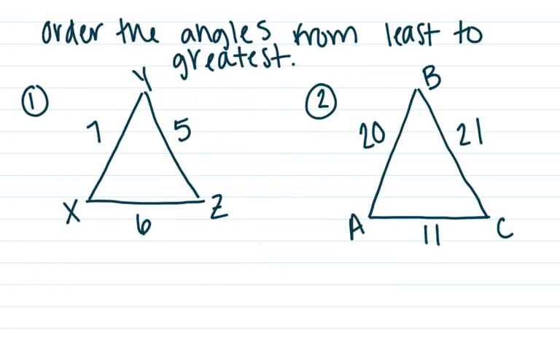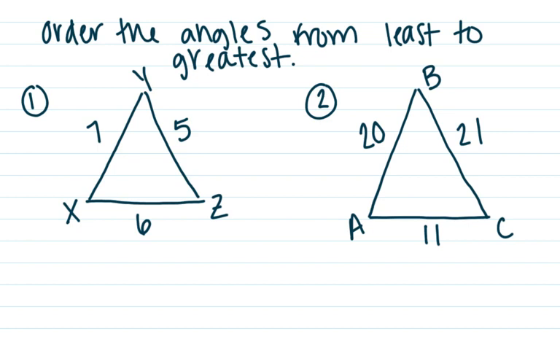So let's go ahead and take a look and order these angles from least to greatest. And you may be looking at this and thinking, Miss Meek, there's nothing about the angles in this triangle. Look at number 1. It says XYZ is the triangle, and then it gives me all the side lengths. How am I supposed to order these angles? They didn't give me any information about the angles. Well, remember that every one of these sides has an opposite angle.